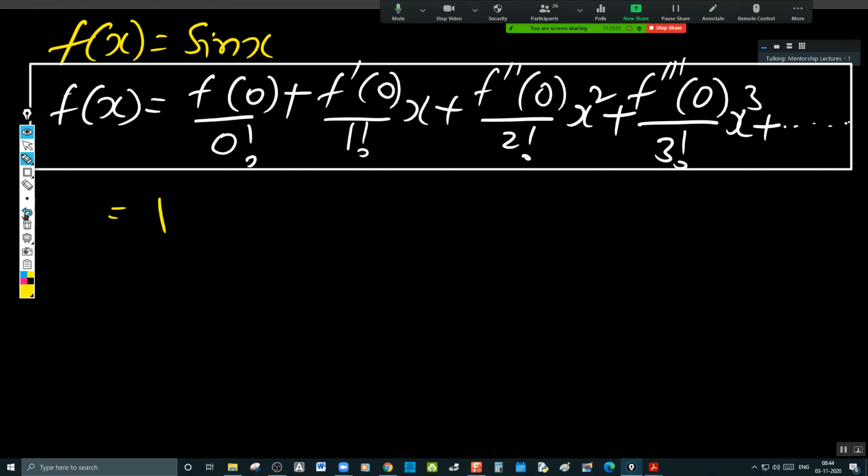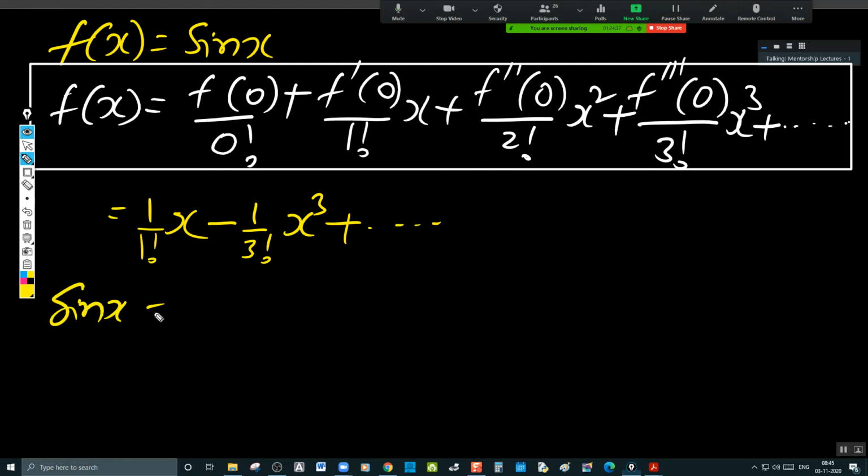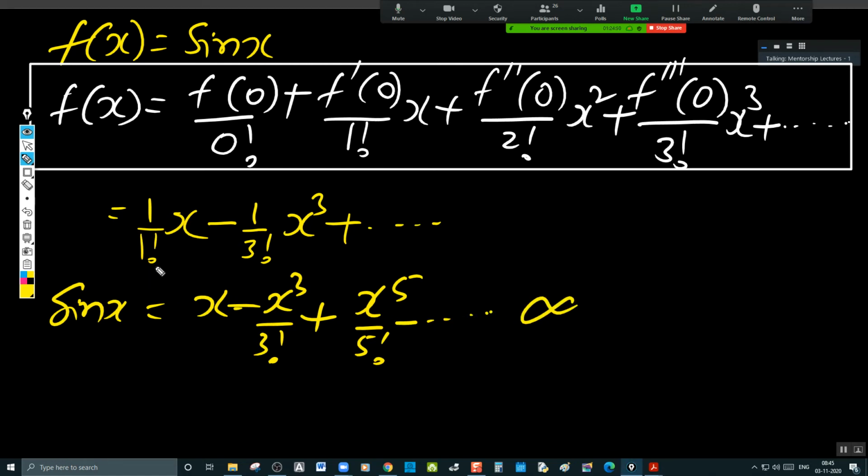1 by 1 factorial, 1, into x. Now, the first derivative is cos x and the second derivative is minus sin x. sin 0 will always be 0, and hence this term will be eliminated. The derivative of cos x is minus sin x, and its derivative is minus cos x, and minus cos 0 is minus 1. So minus 1 by 3 factorial into x cube, plus and so on. So the sin x expansion is x minus x cube by 3 factorial plus x power 5 by 5 factorial. More than that is not needed as per our requirement.